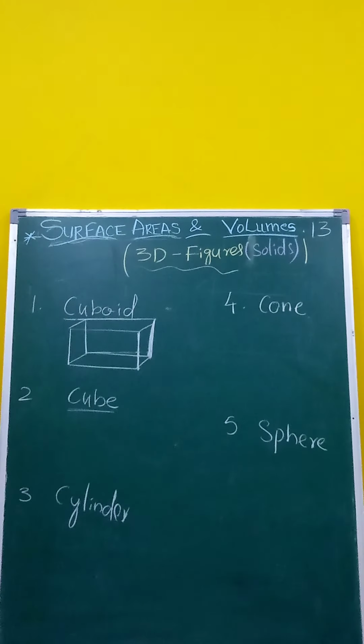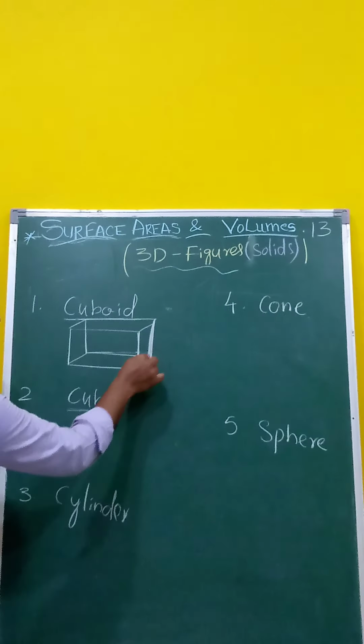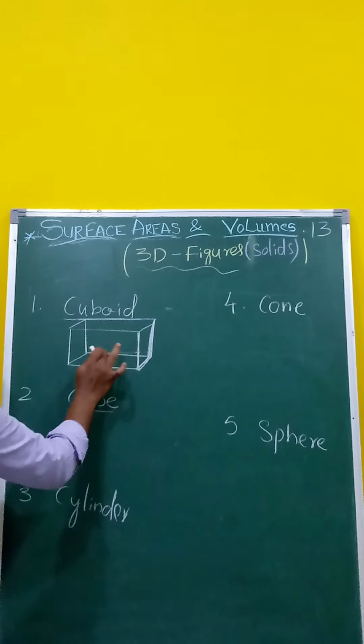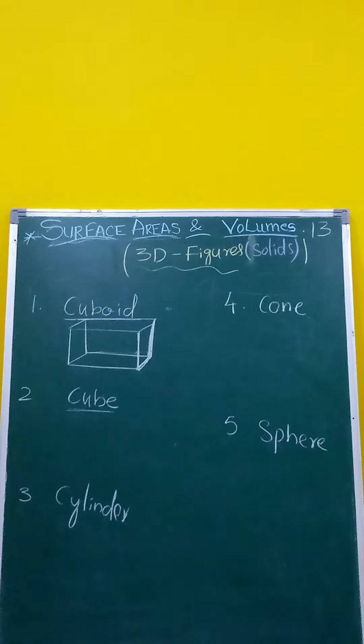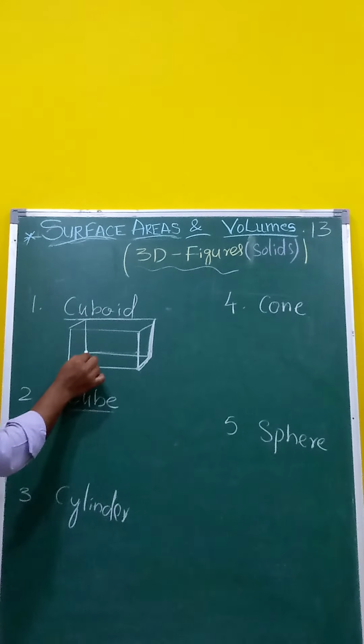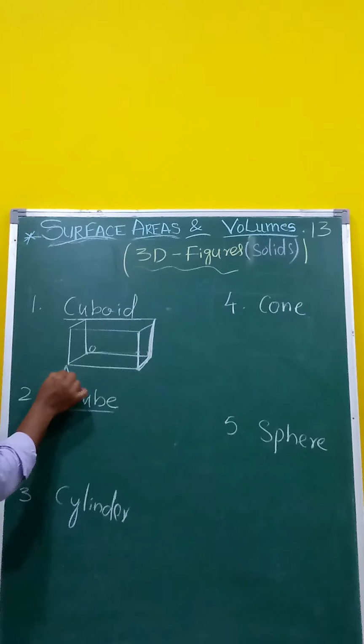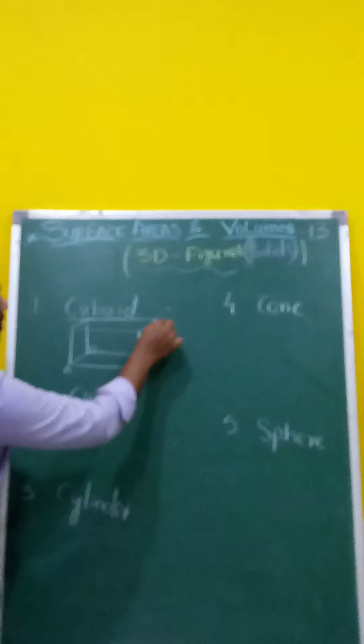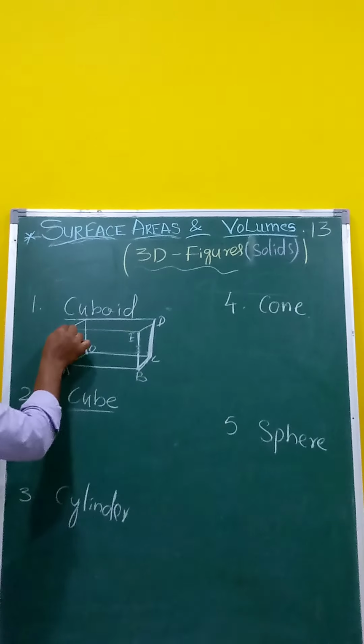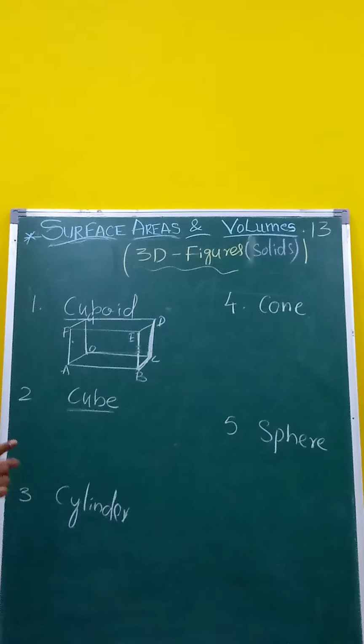This is the cuboid. How many surfaces are there for a cuboid? Total 6 surfaces. Check a matchbox, it is exactly 6 surfaces. Now I will write the names of the vertices: O, A, B, C, D, E, F and G. Check how many surfaces there are; I will explain this briefly.